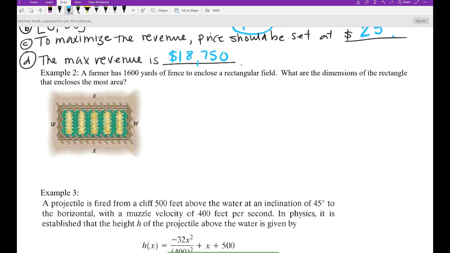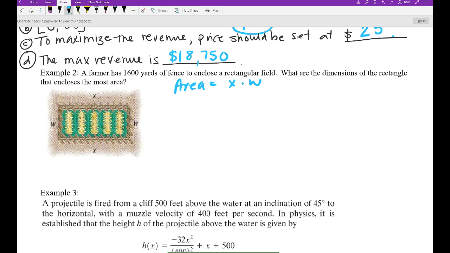Yes. What equation would you like to make? Area sounds like a good idea. Area equals length times width. They gave you a nice picture here. So can I just use the variables that are already given to us? It's x times w. Remember, your goal is to find the dimensions of the rectangle that will give me the largest area possible. And as a farmer, obviously, I want to produce the most crop, right?